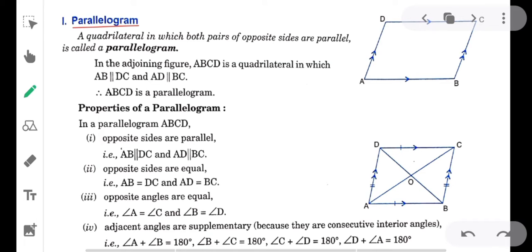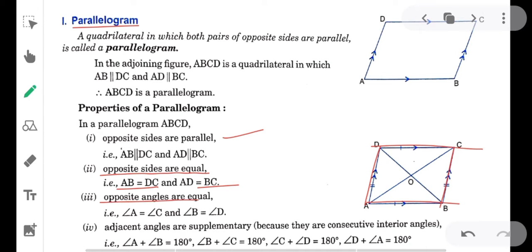Okay, next, properties of parallelogram. The first property is opposite sides are parallel. That means AB is parallel to CD and AD is parallel to BC. Then opposite sides are also equal. That means AB equal to DC and AD equal to BC. So in a parallelogram, opposite sides are parallel and also equal.